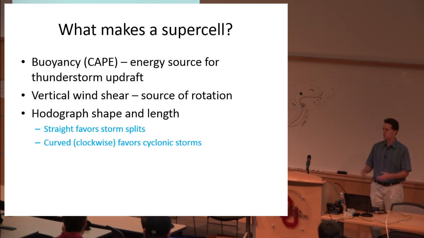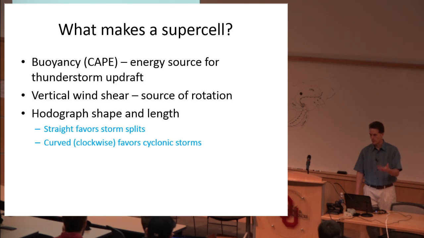A long hodograph is more favorable for rotating or long-lived storms, and a curved hodograph, especially in the low levels, is more favorable for a rotating storm. Now, we'll talk about the signs of the curvature and that sort of stuff coming up.